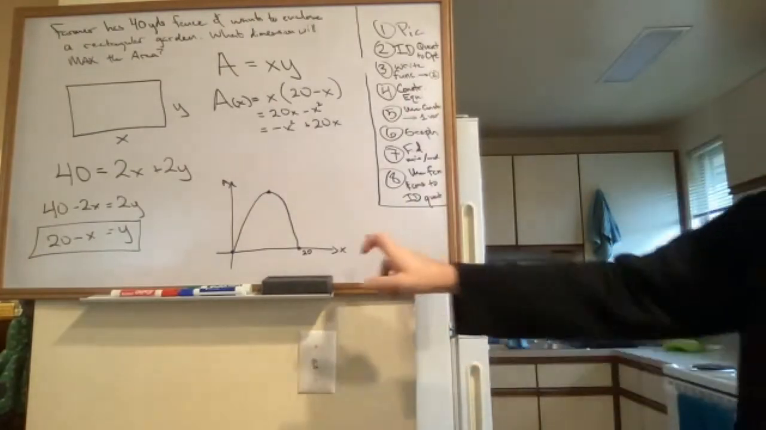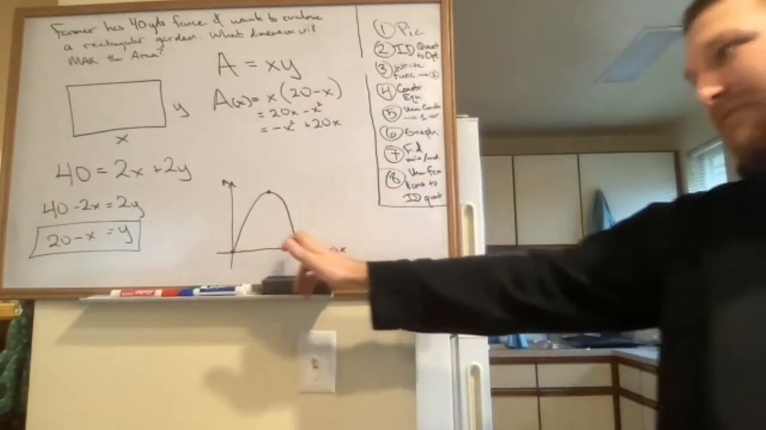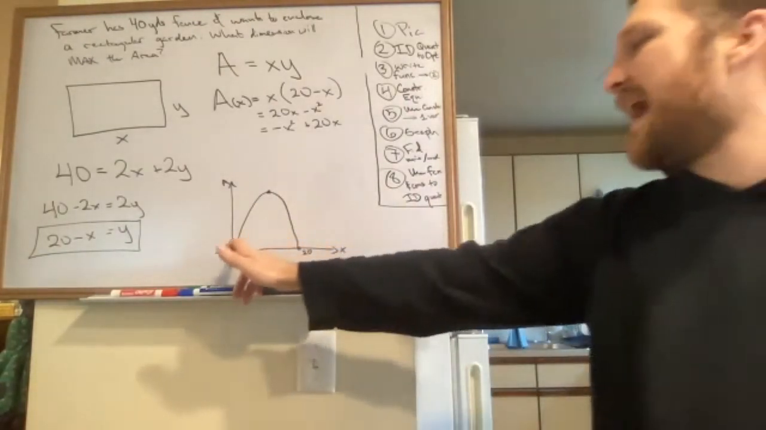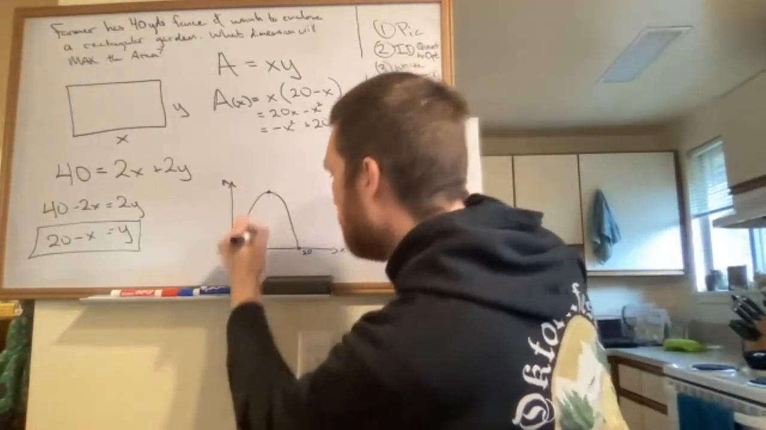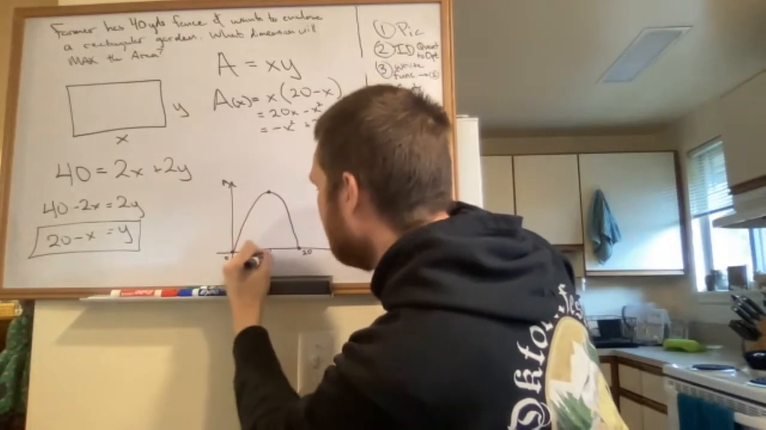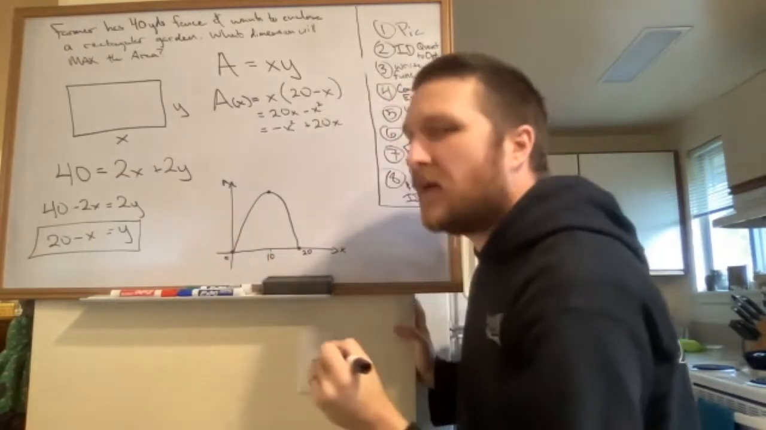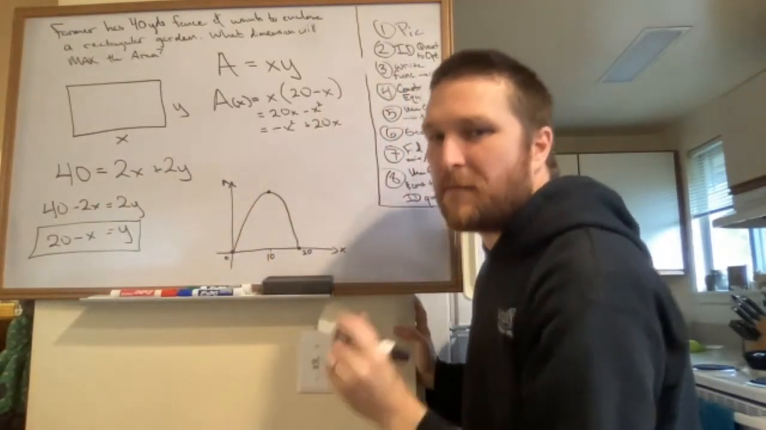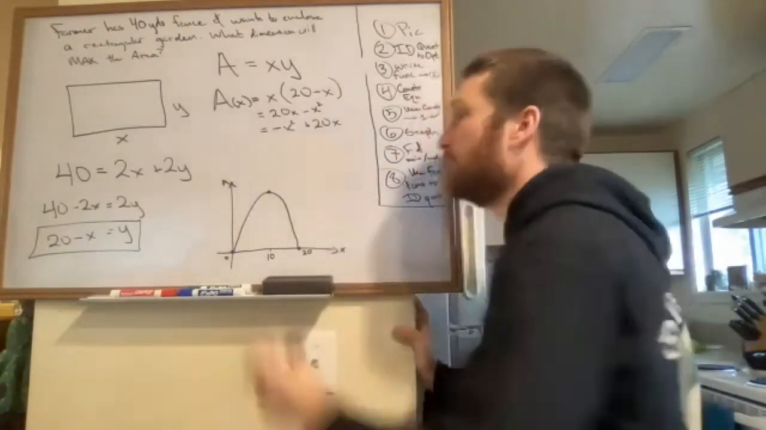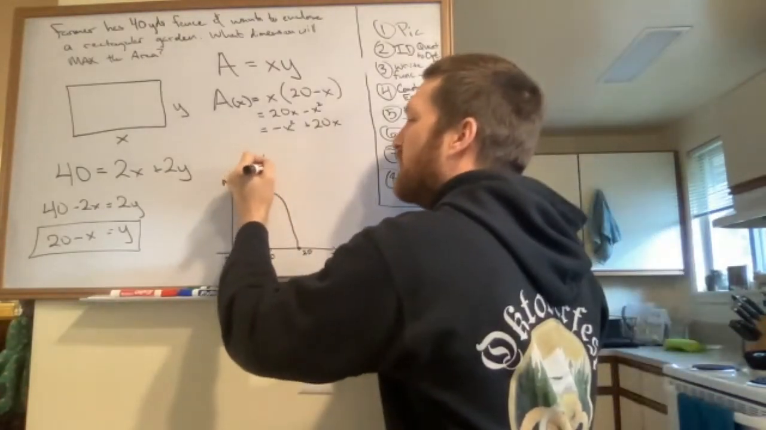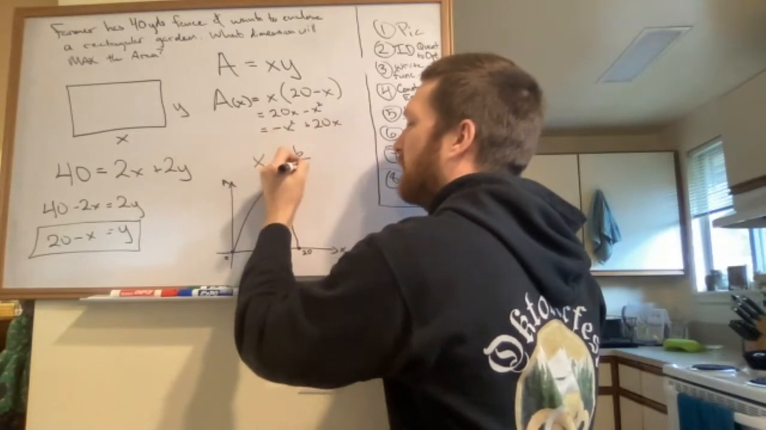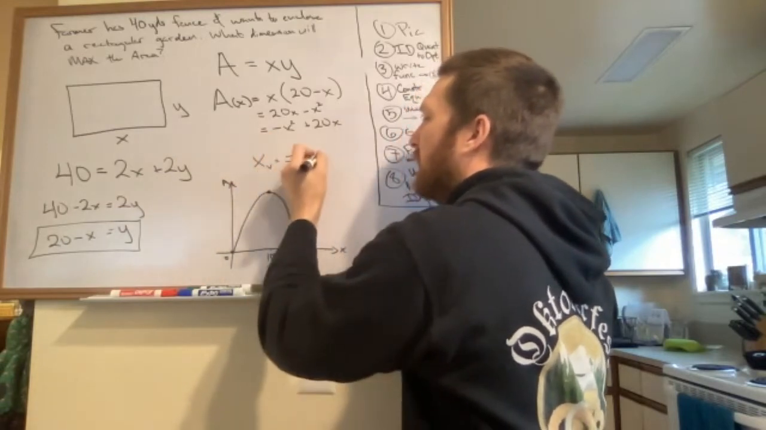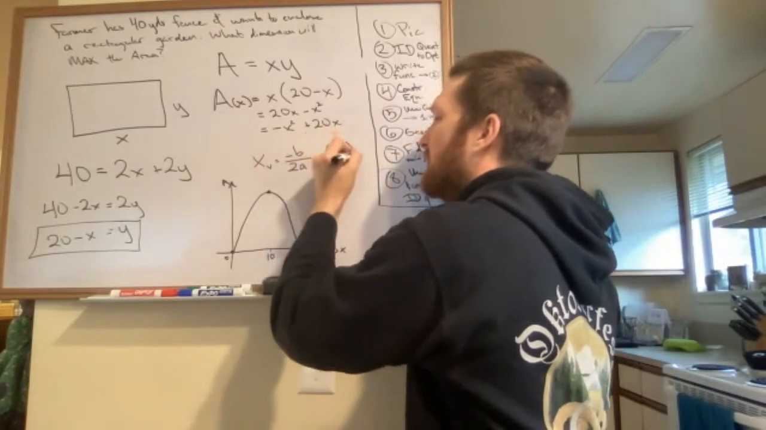Now, one thing I could do is say, well, it's halfway between, right? What's halfway between 0 and 20? 10. Now let's just double check that using my vertex formula. We know that the x value of the vertex occurs at something over something. And when I plug that guy in, I get.